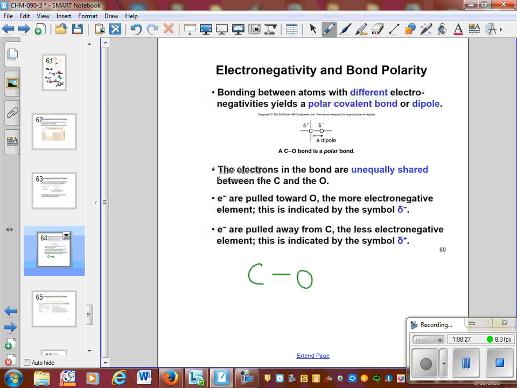If I look at the electron distribution, it would favor the oxygen. It doesn't pull them completely away because that would be a transfer of electrons. That would be ionic. It's still sharing them, but most of the time the oxygen has them. Remember, with an ionic bond, when we do a transfer, we get a positive and a negative. Here we don't get a full positive or a full negative. We get a partial. So the oxygen gets a partial negative, that's what that little delta sign means, and the carbon gets a partial positive.